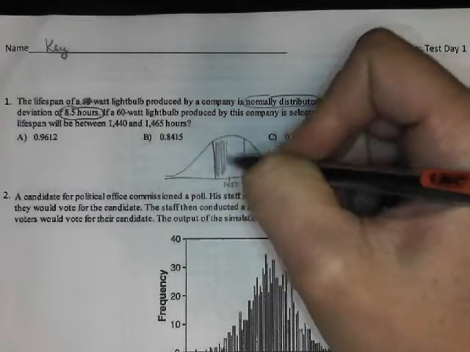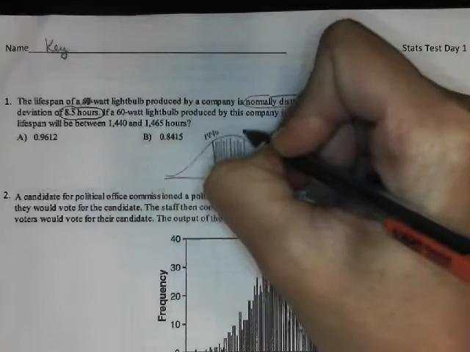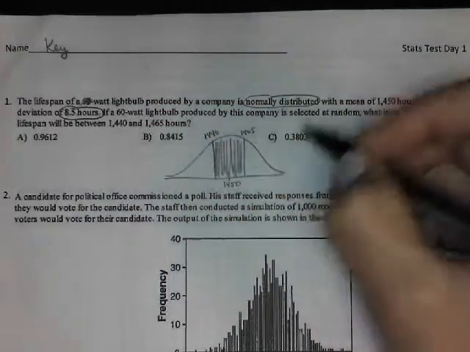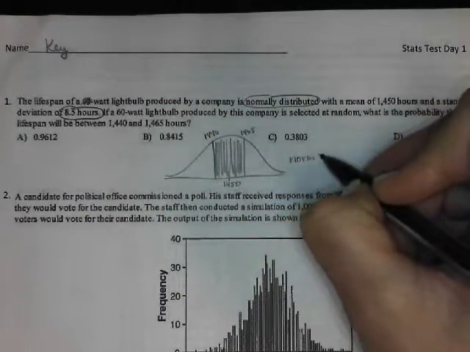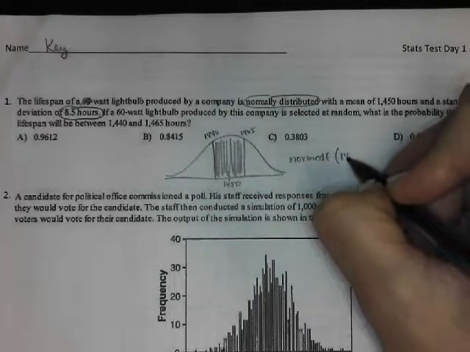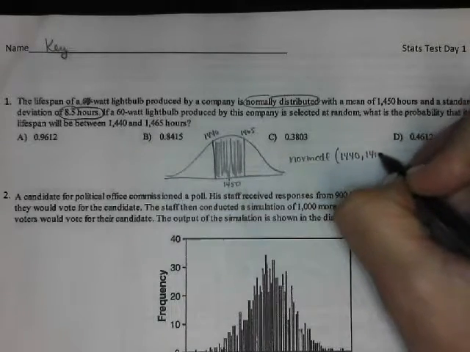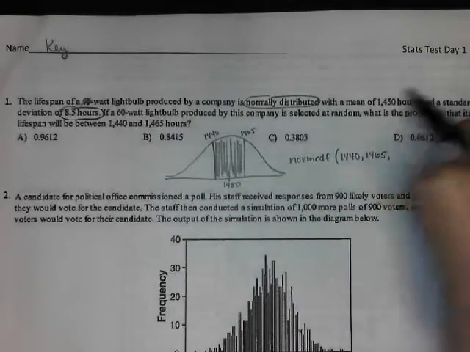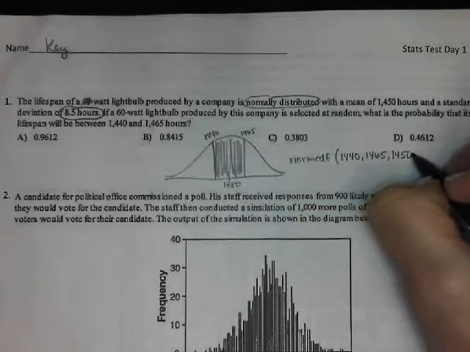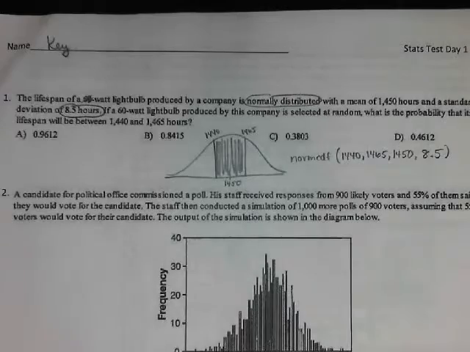So this is an area under the curve probability. So 1440 to 1465. So that's a norm CDF question. The minimum of my interval is 1440. The maximum of my interval is 1465. The mean is 1450. And the standard deviation was 8.5.